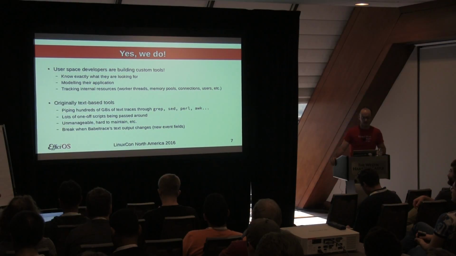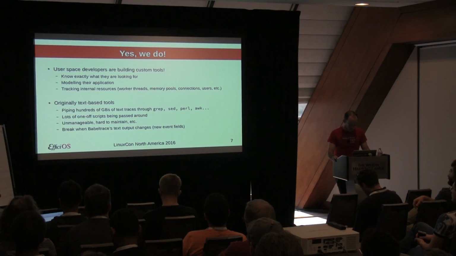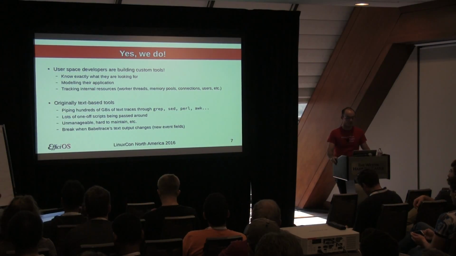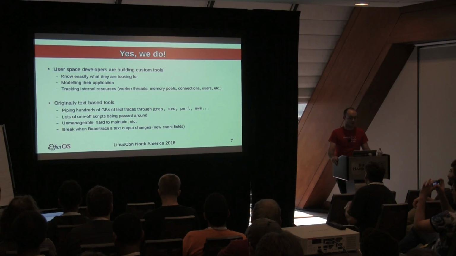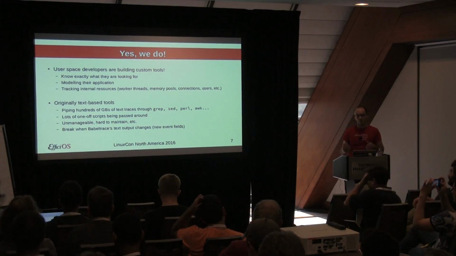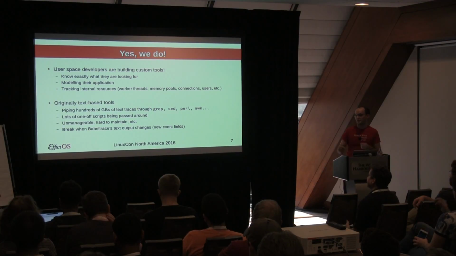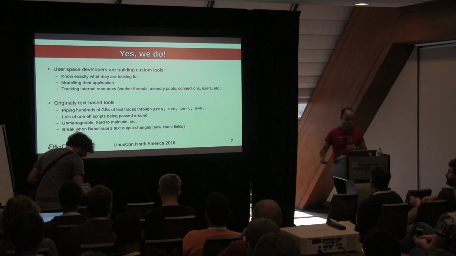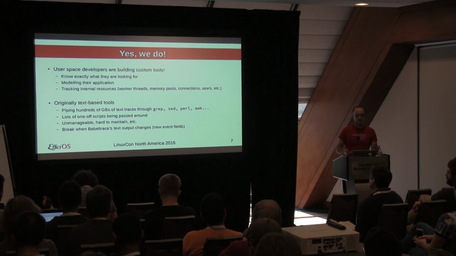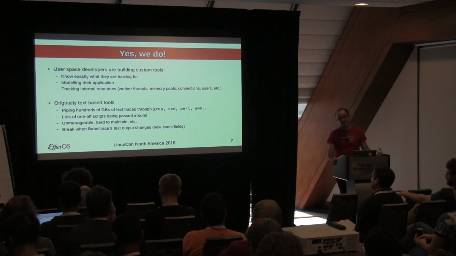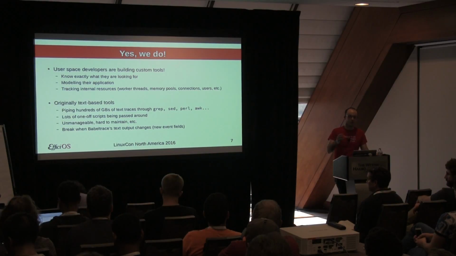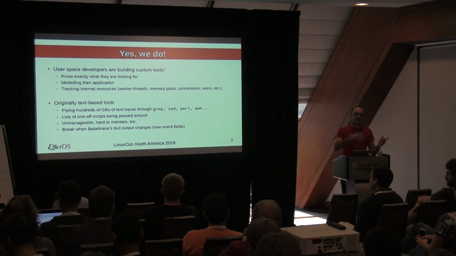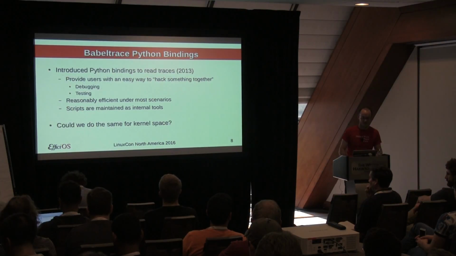Basically, at the beginning, we noticed that the user space users, or people using the user space tracer, were the first to build tools that we really saw in the wild. But those tools were text-based. People were piping hundreds of gigabytes of traces through Perl, Awk, Sed, and coming up with huge one-liners that were useful to them, but they were most of the time unmaintainable, unmanageable, and they were shuffled around. And they would break when people would add fields to their traces, as regexes would not match anymore.